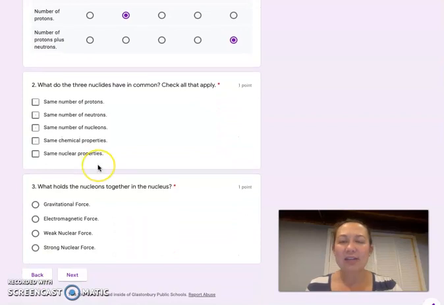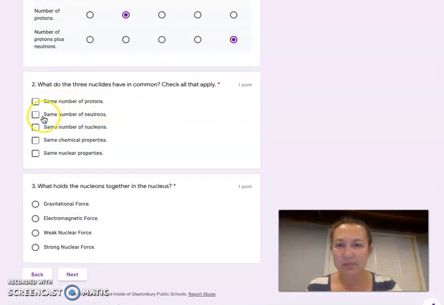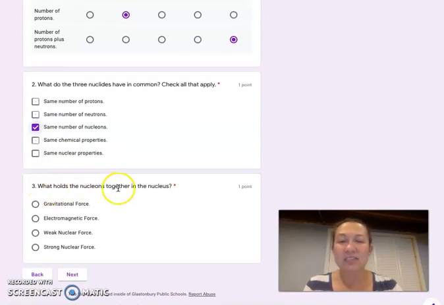What do they have in common? Well, let's see. They all have a mass number of 40. That means they have 40 total nucleons, and they're not going to have the same chemical properties because they're all different elements, right? Remember, your chemical properties come from your atomic number. They're not necessarily going to have the same nuclear properties either, right? So same number of nucleons. The nucleus is held together by the strong nuclear force.